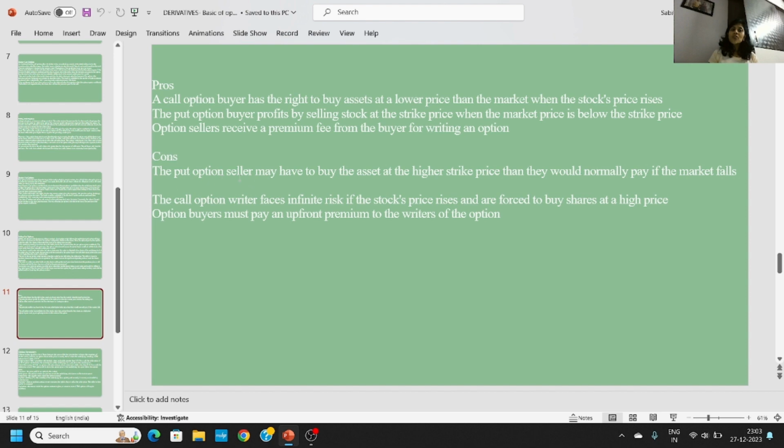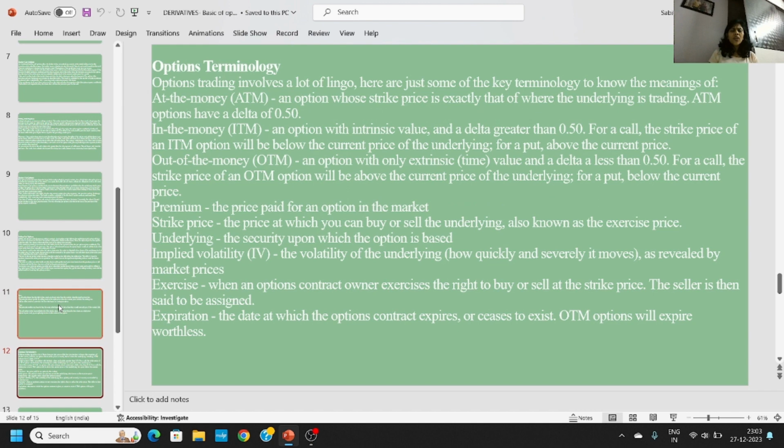What is the cons? The put option seller may have to buy the asset at a higher price. See, opposite of that. The call option has the right to buy at a lower price than the market price. But here the asset is at a higher strike price than one would normally pay if the market falls. So the call option writer faces infinite risk if the stock price rises and is forced to buy the shares at a higher price. Option buyers must pay an upfront premium to the writer of the option.